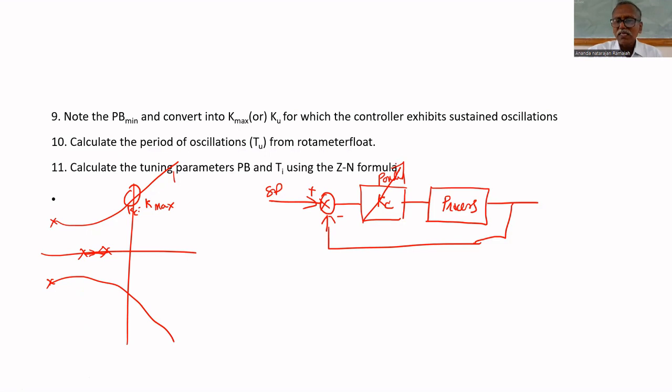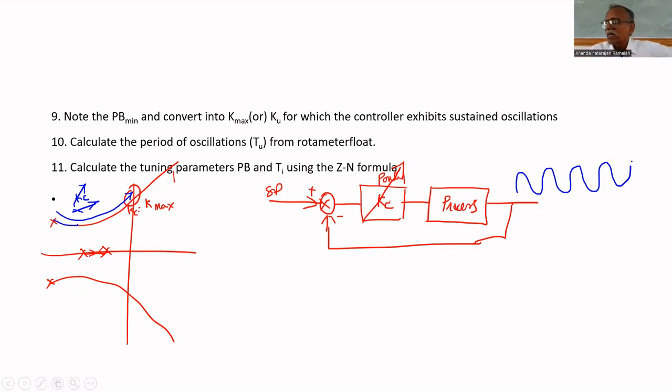If we go on increasing Kc, the poles are moving from the left-hand side to the right-hand side. The pole is moving from left to right as Kc increases. At one point, it will exhibit sustained oscillation. Sustained oscillation means continuous oscillation. If there is any further increase, it becomes unstable. We have to find that point.